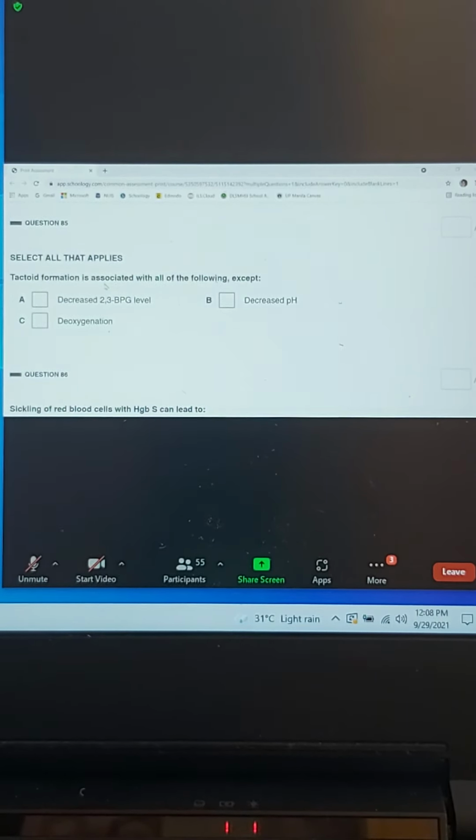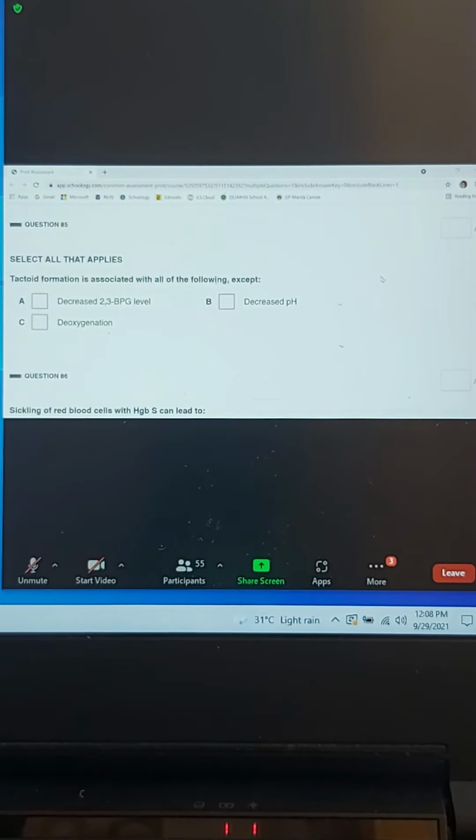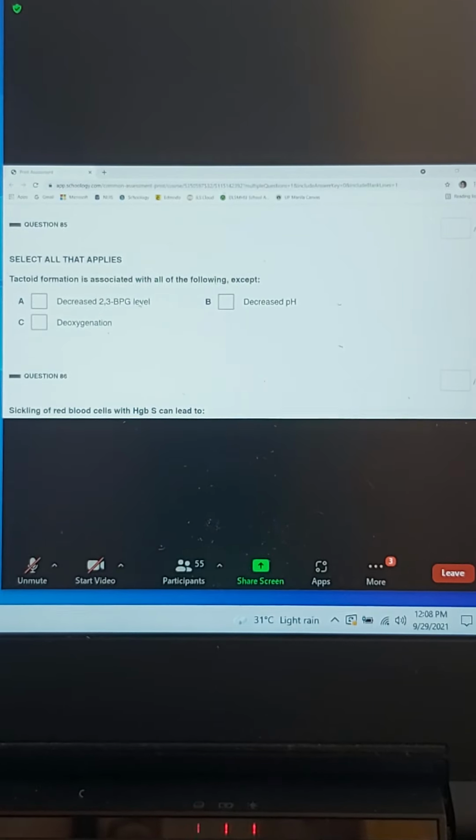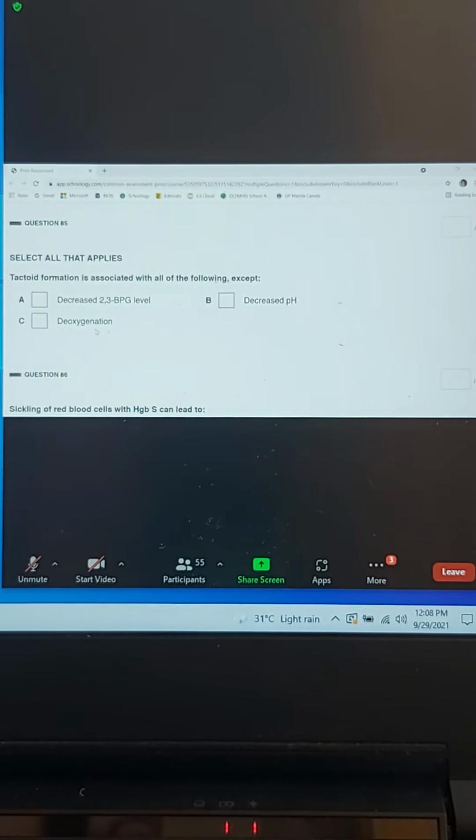85. Tactoid formation is associated with all of the following except A. Letter A po. Bakit? Increase po dapat. Decrease. Okay, kasi pag decrease ng 2,3 BPG level, hindi siya na-de-oxygenate. So kumakapit siya sa oxygen.